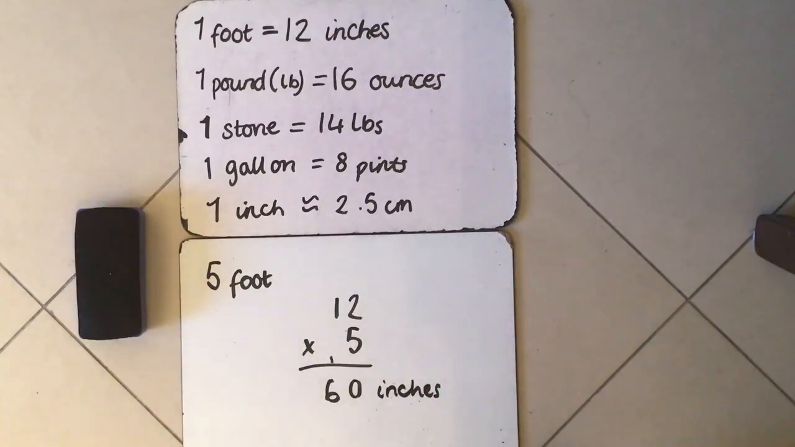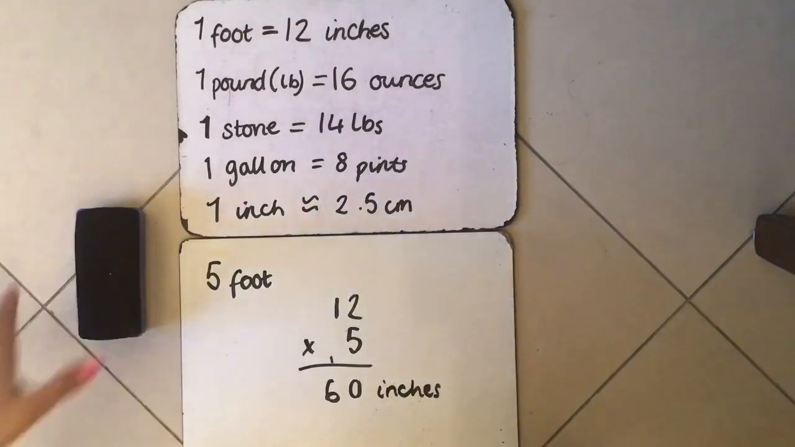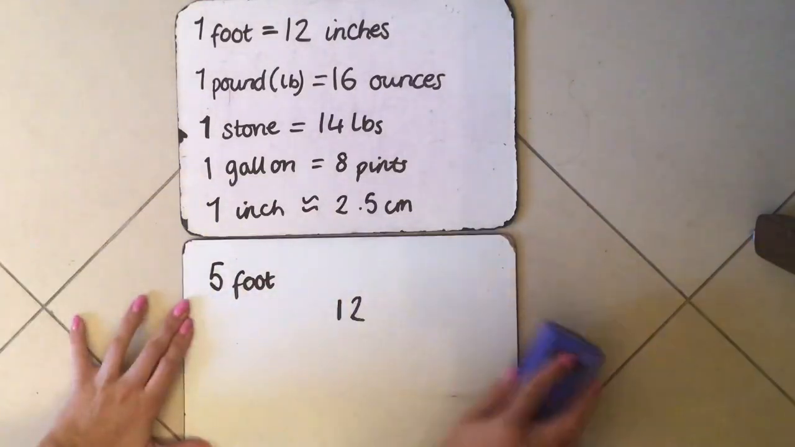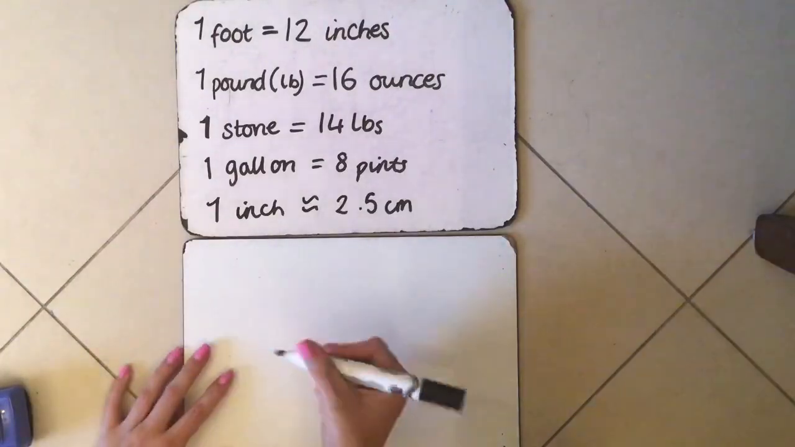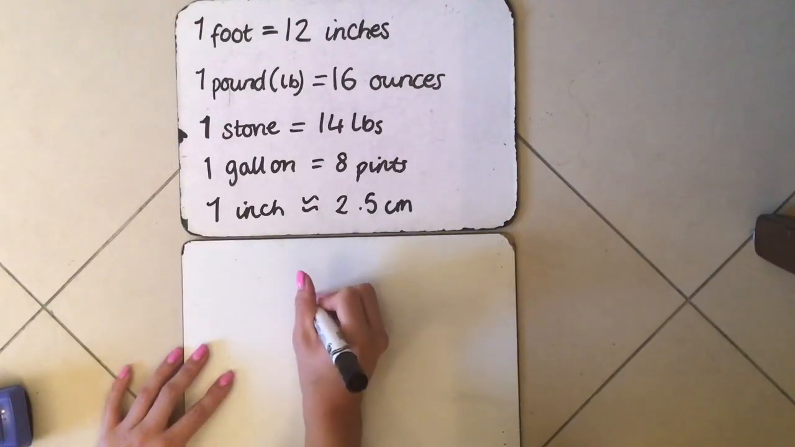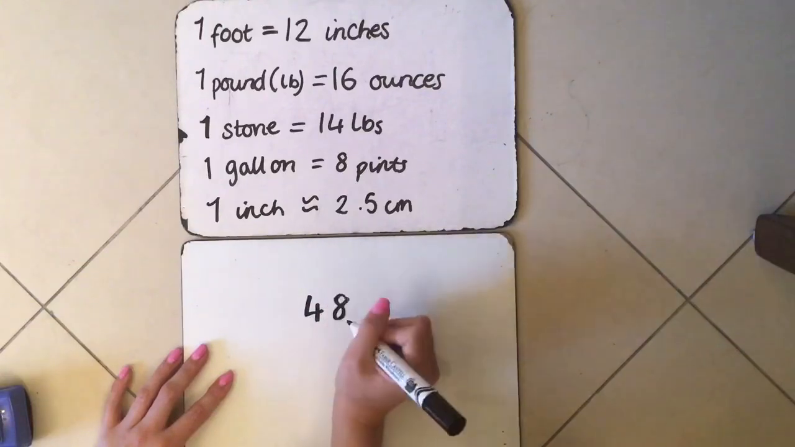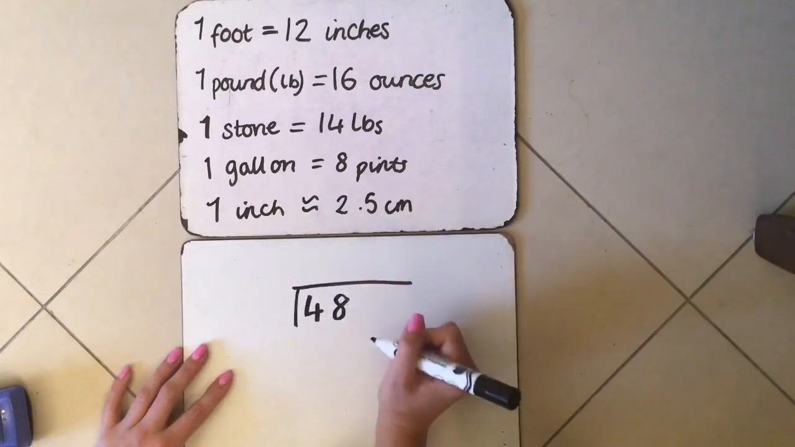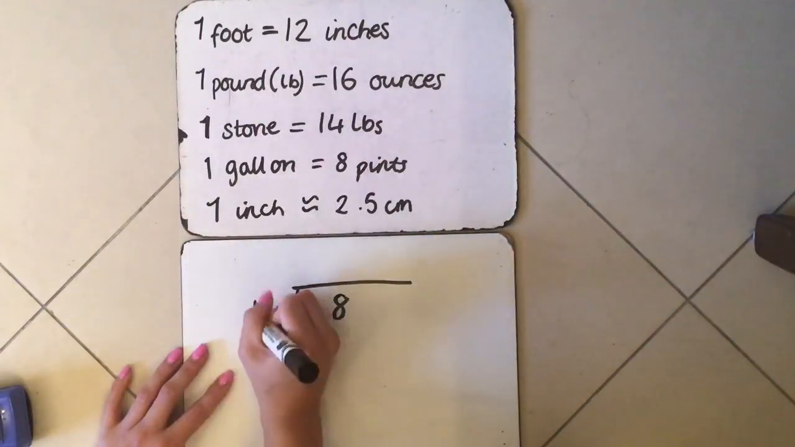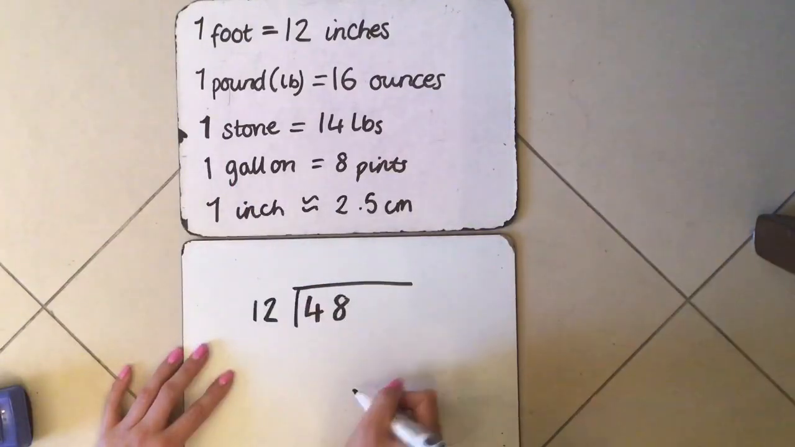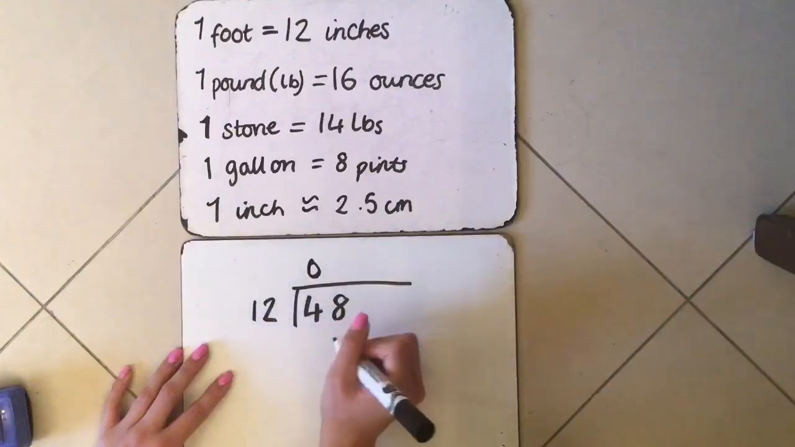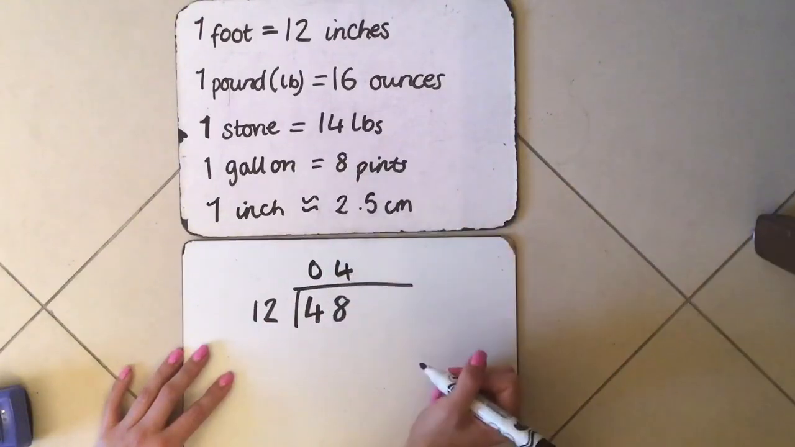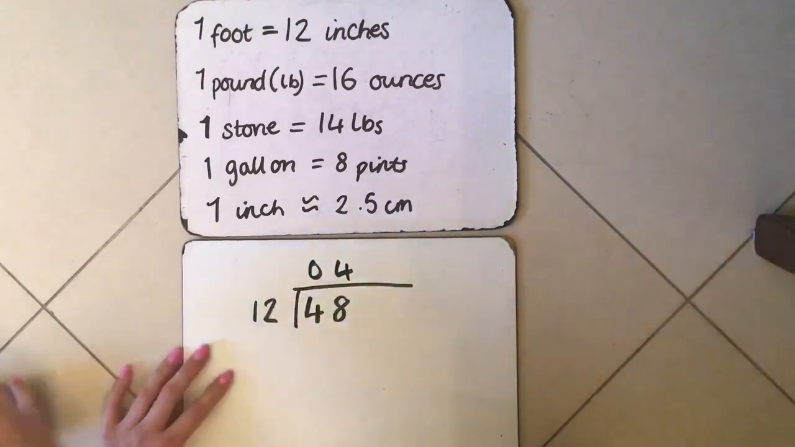I can also do the same for the reverse. If I had, for example, let's say 48 inches and I wanted to know how much that was in foot, I would divide. And I would divide it by 12 to find out how much it was in foot. 12s into 4. The answer is 4 foot.